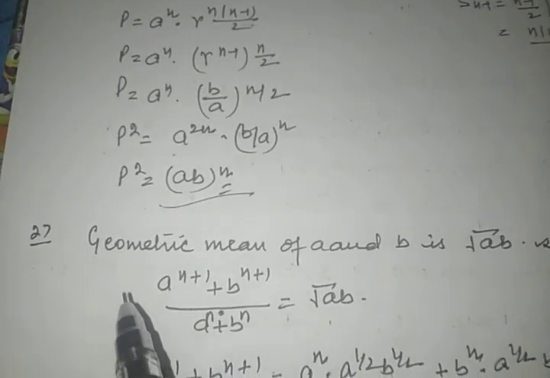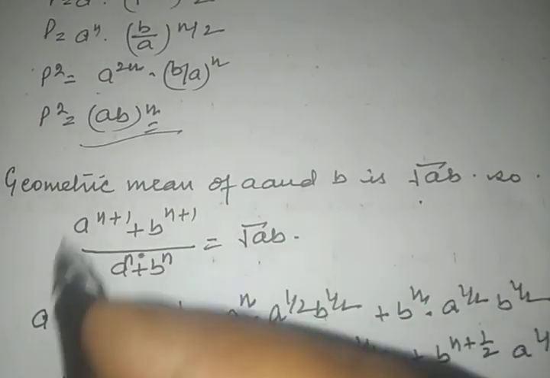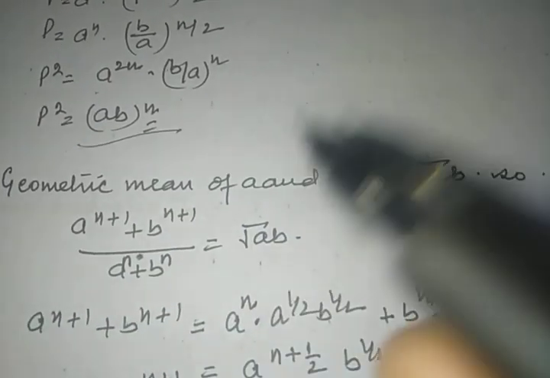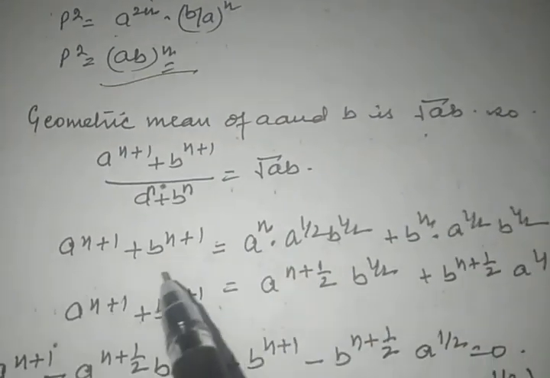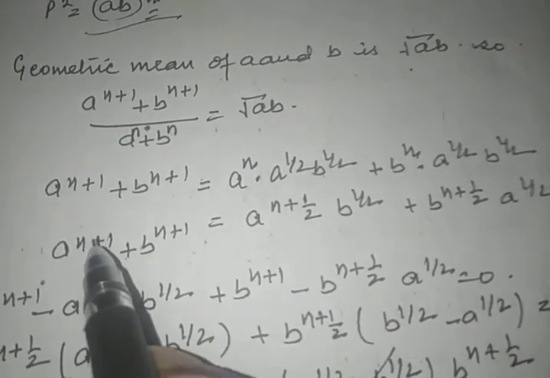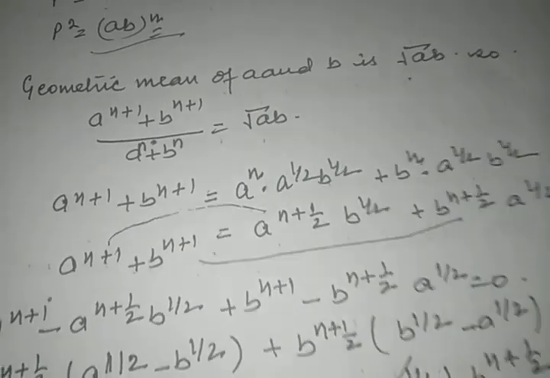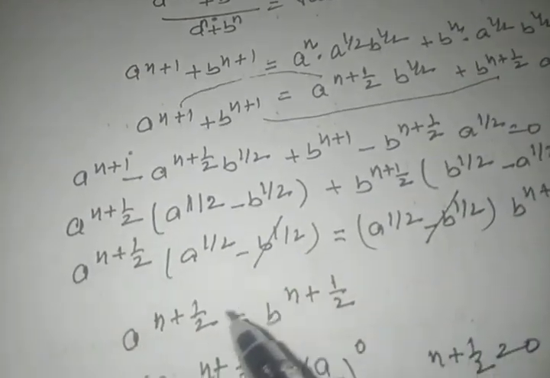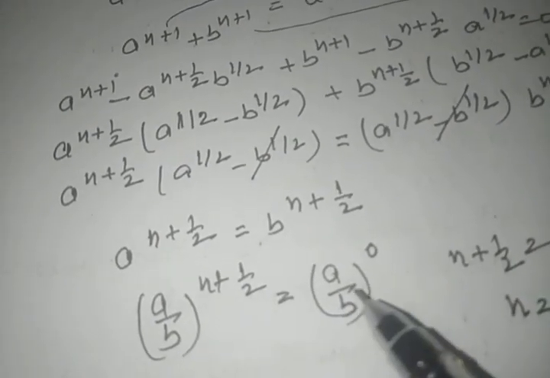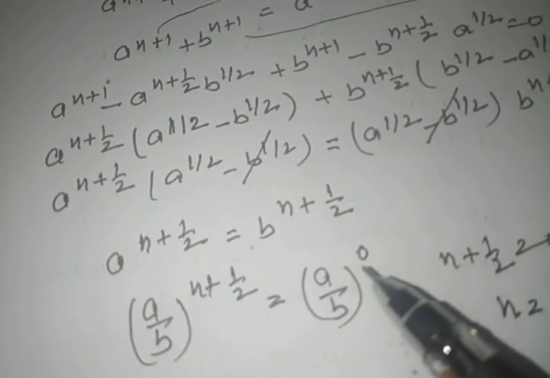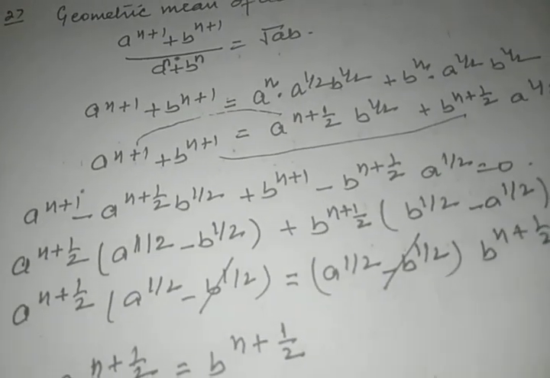Now next question, I have seen question 27. Geometric mean of a and b is root ab. So it is given that this is the geometric mean between two numbers a and b. So (a^(n+1) + b^(n+1))/(a^n + b^n) is equal to root ab. Now simply cross multiply. On simplification you get a^((n+1)/2) = b^((n+1)/2). So (a/b)^((n+1)/2) equals 1, and we can write 1 as (a/b) to the power 0. So (n+1)/2 is equal to 0, so n will be equal to minus 1/2.